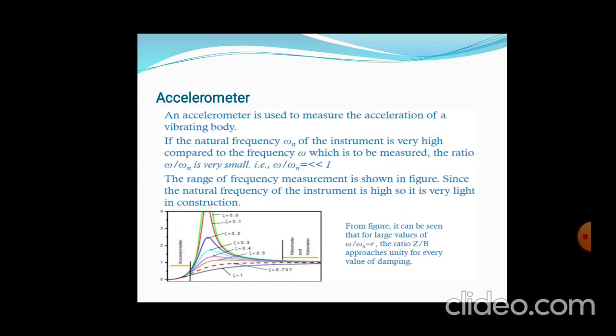What kind of graph do we get in the case of accelerations? In this case the acceleration quantity is measured. The natural frequency omega n of the instrument is very high as compared to the frequency, so the ratio of omega upon omega n is very small, negligible, very much less than one. The range of the instrument is shown in the figure, and the natural frequency of the accelerometer is very high and it is very light in construction. This is one of the features of the accelerometer.